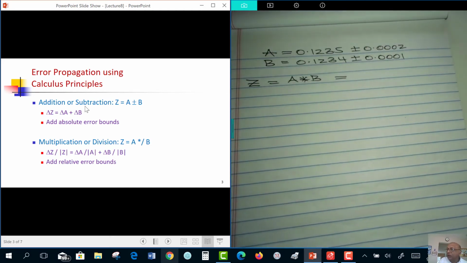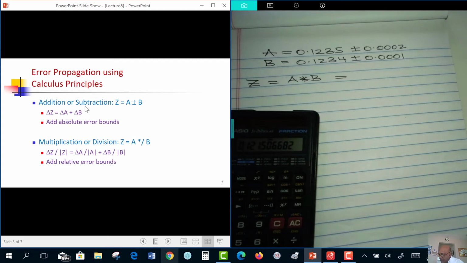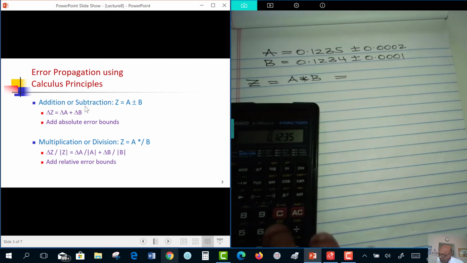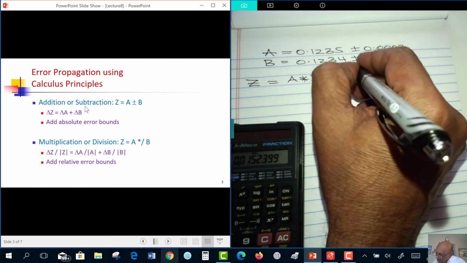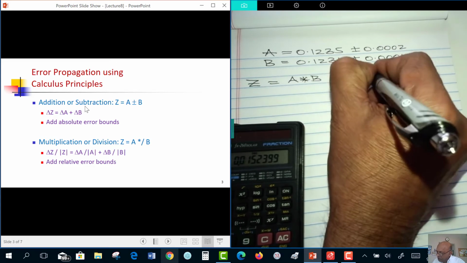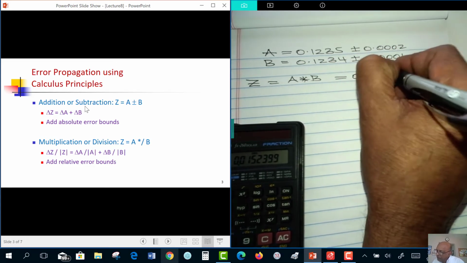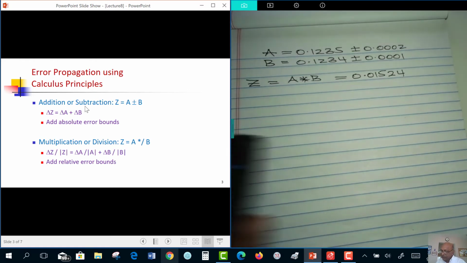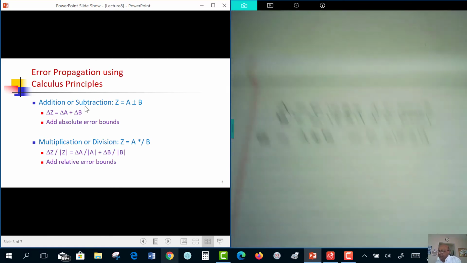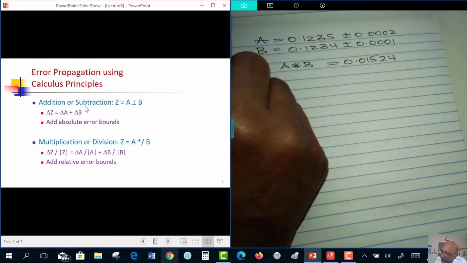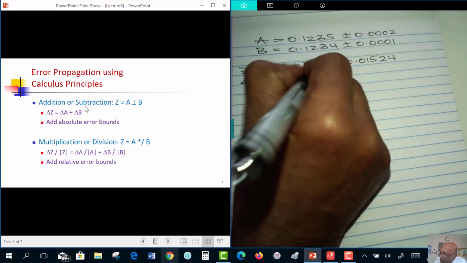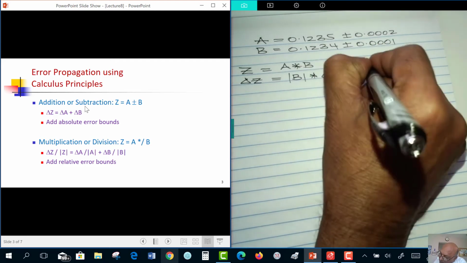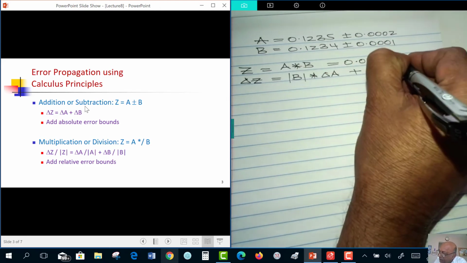So when we do A times B, we will get 0.1235 times 0.1234, and we will get 0.01524. We'll keep 4 digits. Okay, from our previous derivation, we had found that this was B times delta A plus A times delta B.